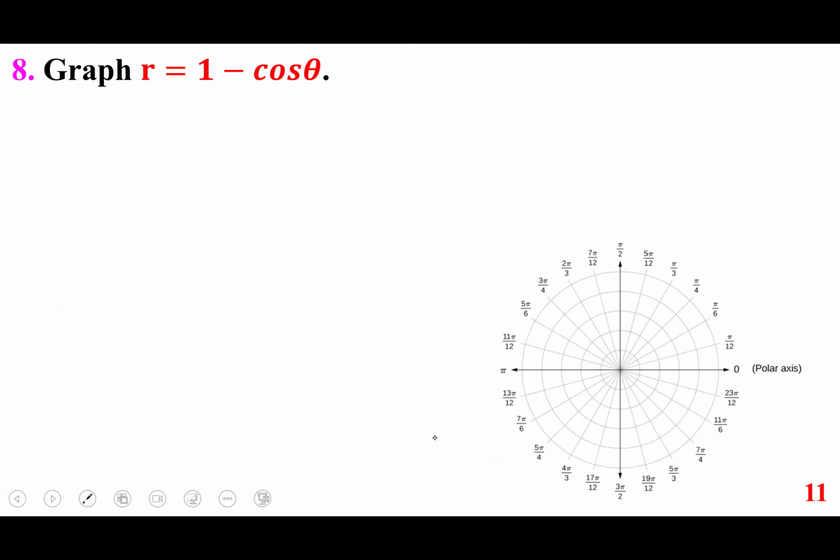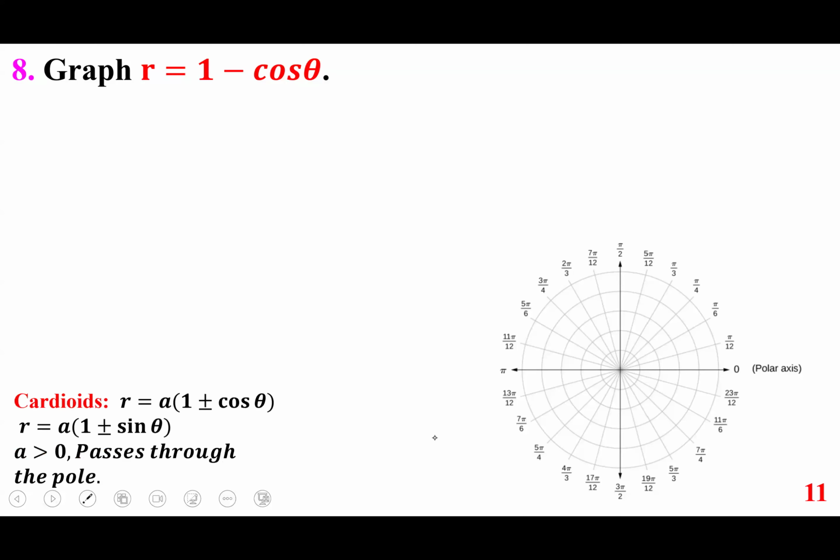You want to graph R equals 1 minus cosine theta, and in short, you just plot a bunch of pairs R comma theta, and you go with the easy arcs that you don't have to look up, reminding you that R equals A times 1 plus or minus cosine theta, or A times 1 plus or minus sine theta, if A is positive, passes through the pole, and it's a cardioid. But in any event, theta, R is 1 minus cosine theta, and the pair is R theta.